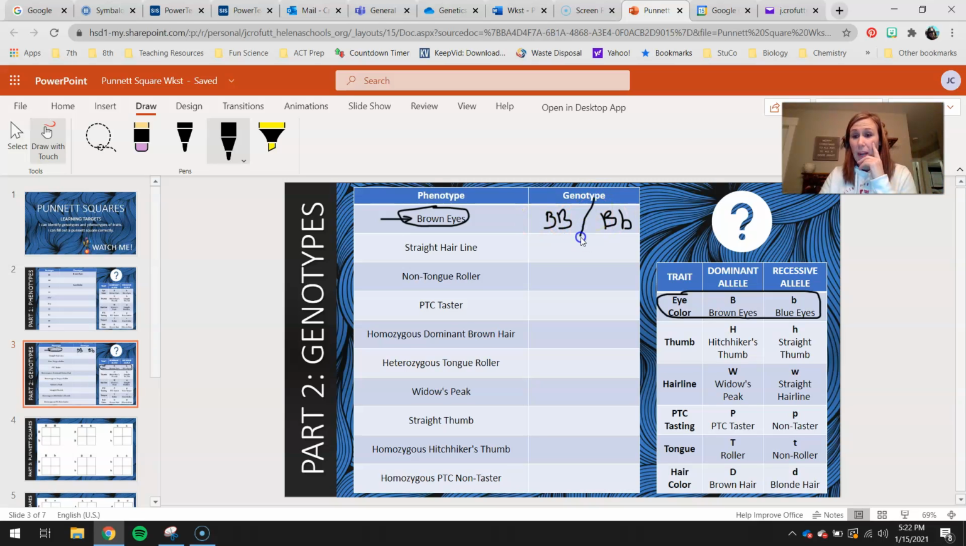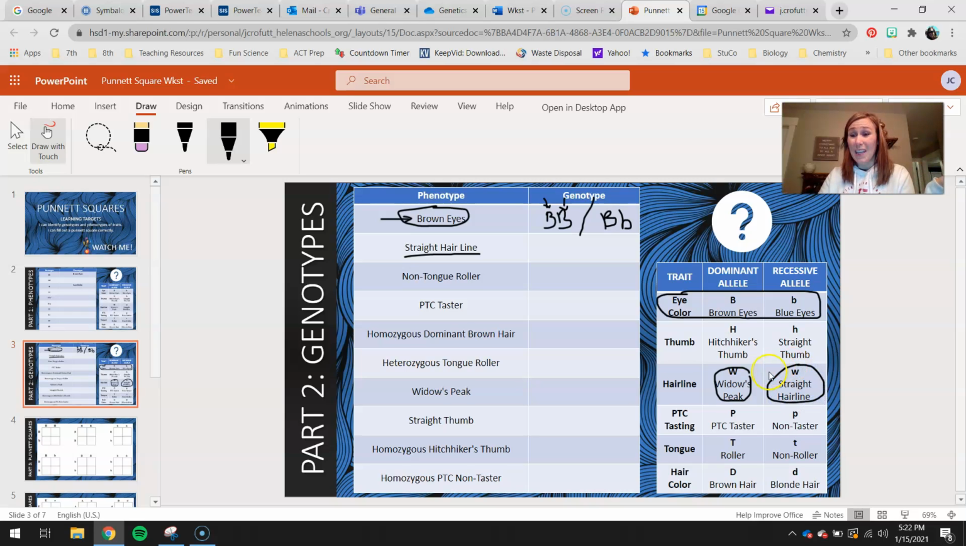Okay, make sure they're separated because a genotype only has 2 letters, one to indicate what mom passed down and one to indicate what dad passed down. Okay, something like straight hairline, we can look and say, all right, hairline can either be dominant widow's peak using a capital W or recessive straight hairline.